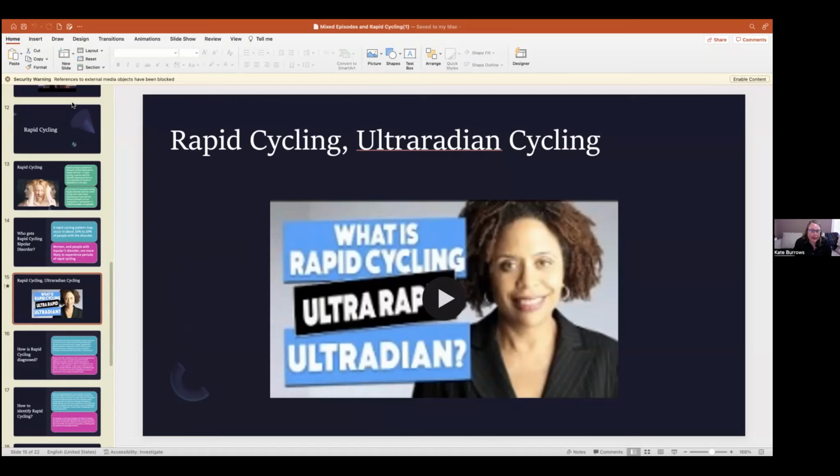But basically, ultradian cycling is even faster than 4 episodes a year. It can look like having a manic episode and a depressive episode in 1 or 2 days, like you're manic one day and you're depressed the next day, or some people call it ultradian cycling where you have a manic episode and a depressive episode in the same day or even in the same hour. Some experts suppose that ultradian cycling only occurs in people who also have borderline personality disorder, especially that ultra rapid thing I was just talking about, where you have mania and depression in 1 day.